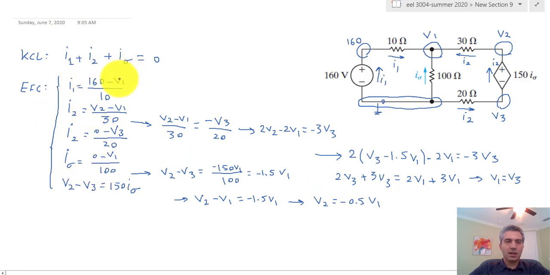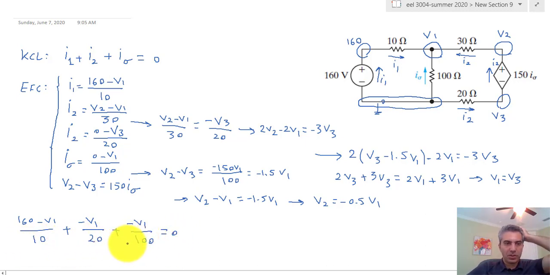So from these two, now I can take all the current values and put them in the KCL and write all the current values also as a function of V1. So I get one equation with one unknown. So I1, I'm going to replace it with the first equation for components: (160 minus V1) divided by 10. I'm writing the KCL. Plus I2 is minus V3 divided by 20. And I know V3 and V1 are the same, so that would be minus V1 divided by 20. And finally plus I sigma, and I sigma is actually minus V1 divided by 100. So minus V1 divided by 100. That's all equal to 0.